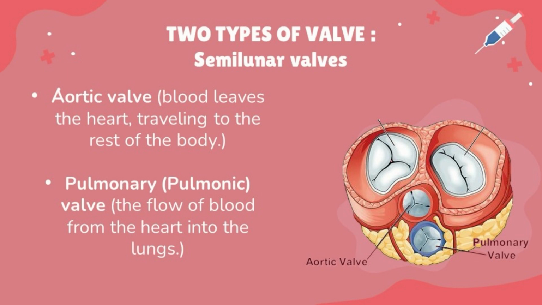Second valve is the pulmonary or pulmonic valve. Pulmonic valve is the flow of blood from the heart into the lungs. It is also one of 4 valves that regulate blood flows in the heart. Kung yung aortic valve is sa left ventricle, ito naman ay nasa right ventricle and pulmonary artery. Pulmonary valve disease is a serious problem. This condition can interrupt blood flow from the heart to lungs.